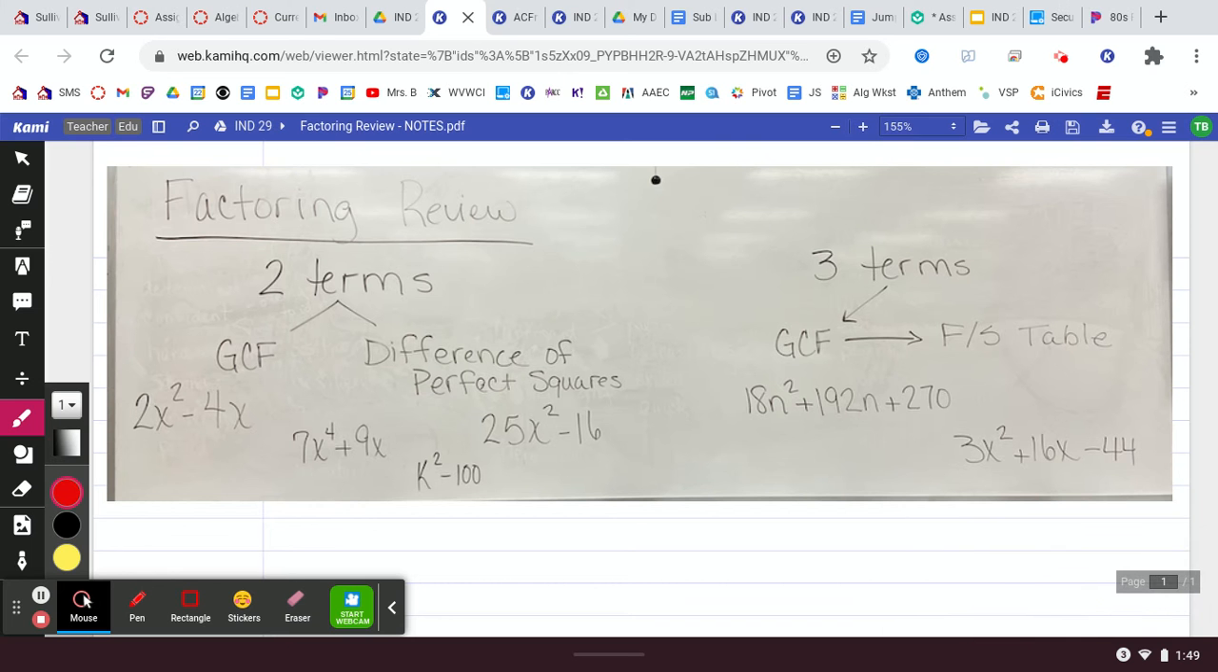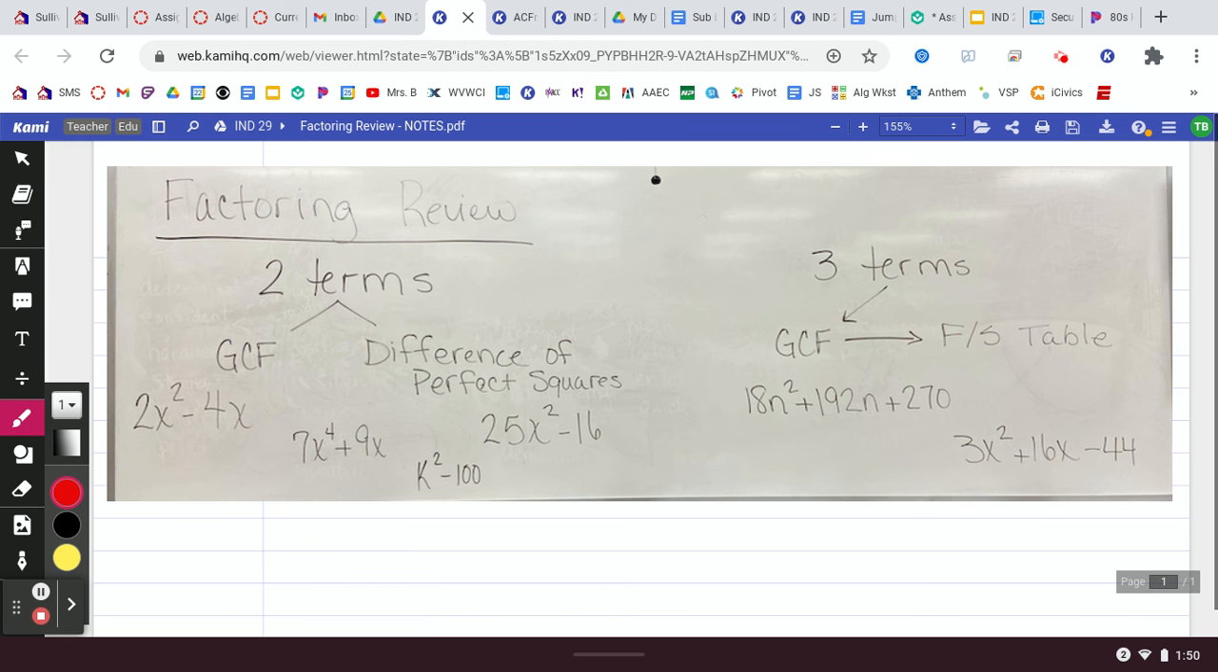All right, so Monday's assignment is going to be factoring review, and we are going to be factoring quadratic equations. Almost every single one, I think there's one that's like that 7x^4 plus 9x. That's why I have that up there. That's the only one that's not quadratic. All the other ones are going to be quadratic.